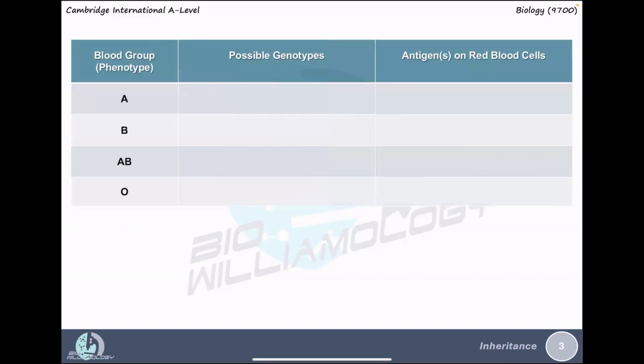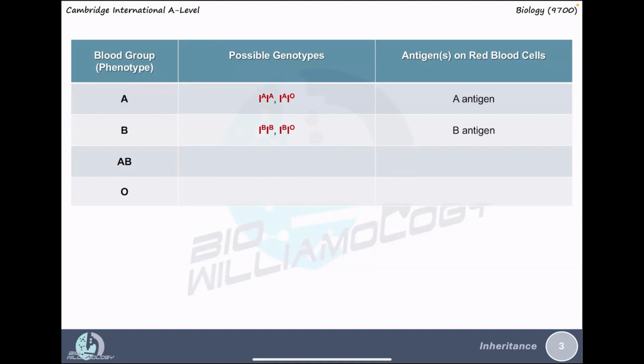Let us look at the summary here. A person with the phenotype blood group A has the possible genotypes IA-IA or IA-IO, and because of the presence of IA, which codes for the enzyme to modify H antigen into A antigen, the antigens on the red blood cells will be A antigen. Similarly, for blood group B, the possible genotypes are IB-IB or IB-IO. So the antigens on the red blood cells will be B because IB codes for the functional enzyme that modifies the H antigen into the B antigen.